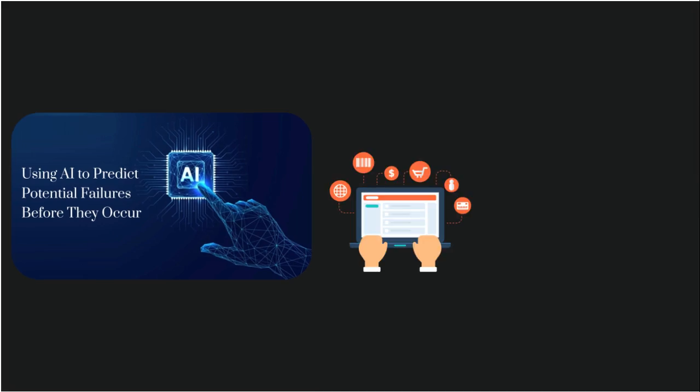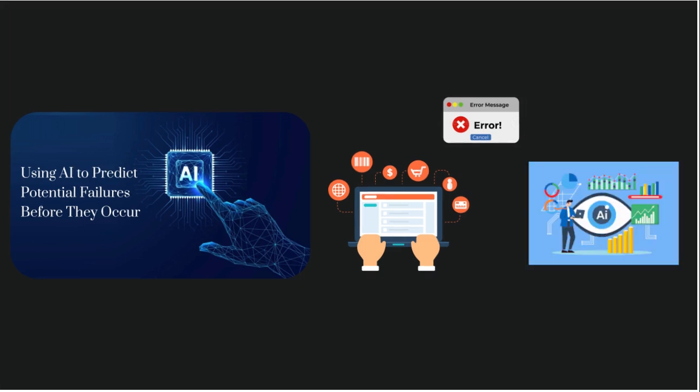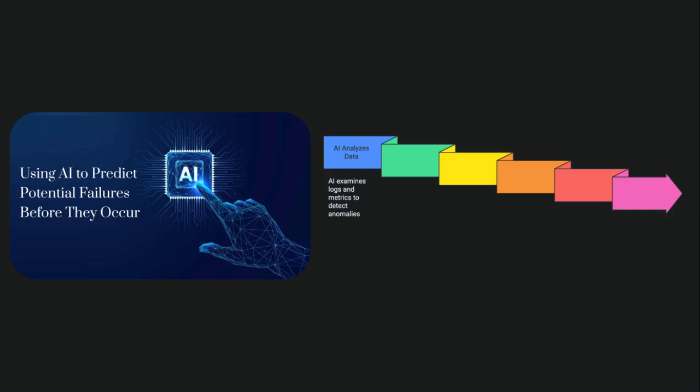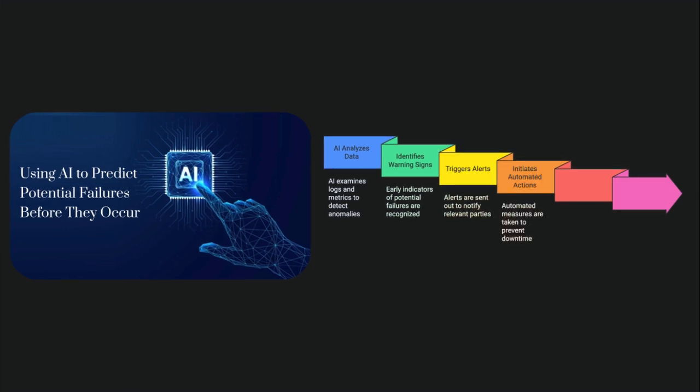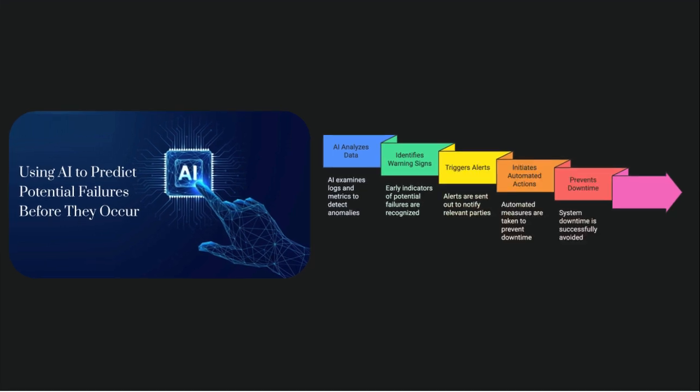Imagine a large e-commerce platform handling millions of transactions per day. What if a system failure could be prevented before it disrupts sales? That's where AI-driven failure prediction comes in. AI analyzes logs, metrics, and performance trends to detect unusual behavior. It identifies early warning signs of a potential failure, such as increasing CPU usage or slow database queries. Alerts and automated actions are triggered to prevent downtime. This approach not only saves businesses millions in lost revenue but also enhances customer satisfaction by ensuring seamless service availability.